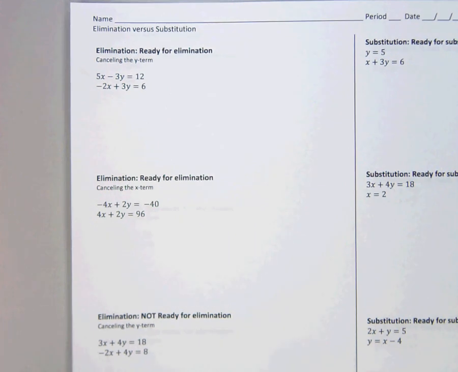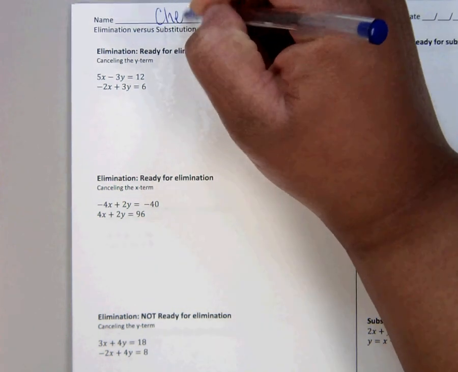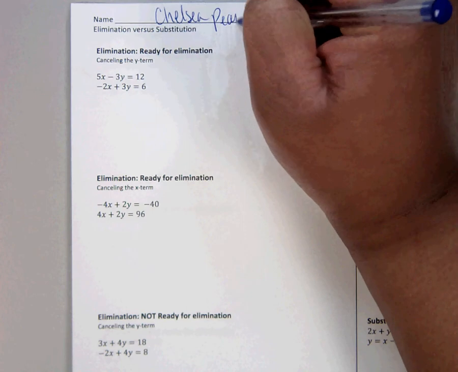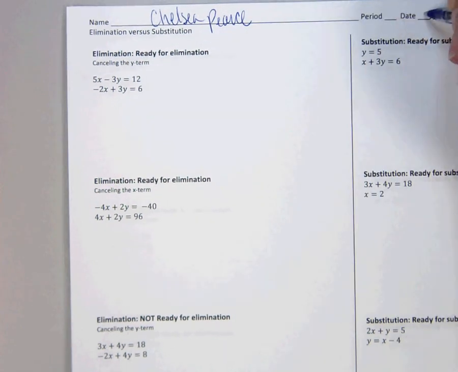So now we're doing menu 3-2 by hand. So this is menu 3-2 by hand. Go ahead and put your name on your paper. Put today's date. For me, it is the 10th.